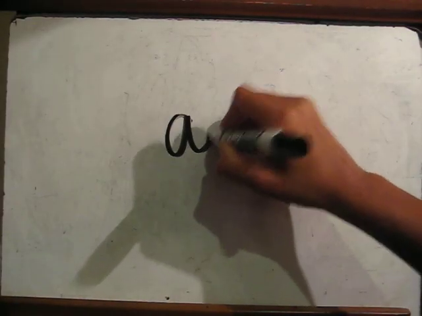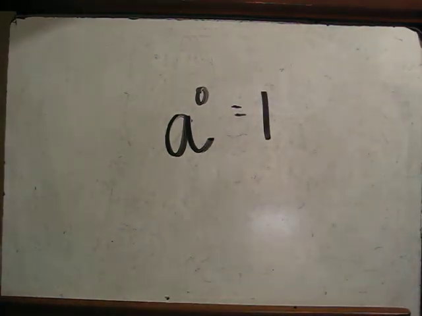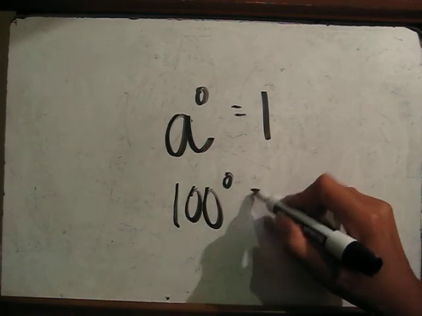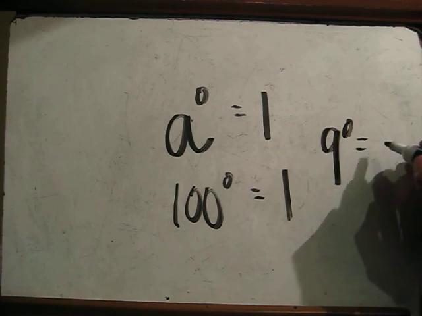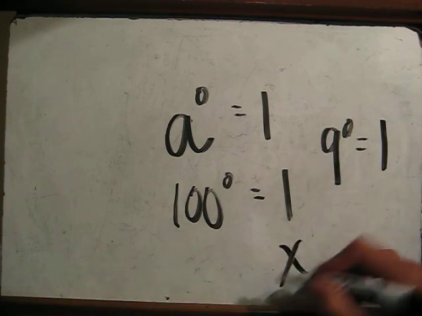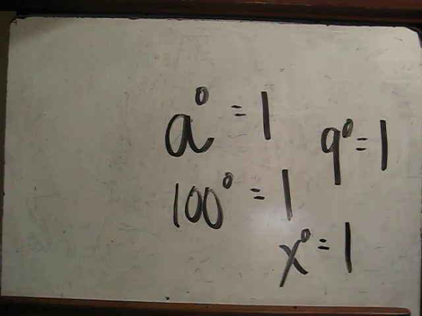Now let's also go over one thing. Whenever you have any number to the 0 power, it will always equal 1. So if you have 100 to the 0 power, it equals 1. If you have 9 to the 0 power, that equals 1. If you have x to the 0 power, that will also equal 1.